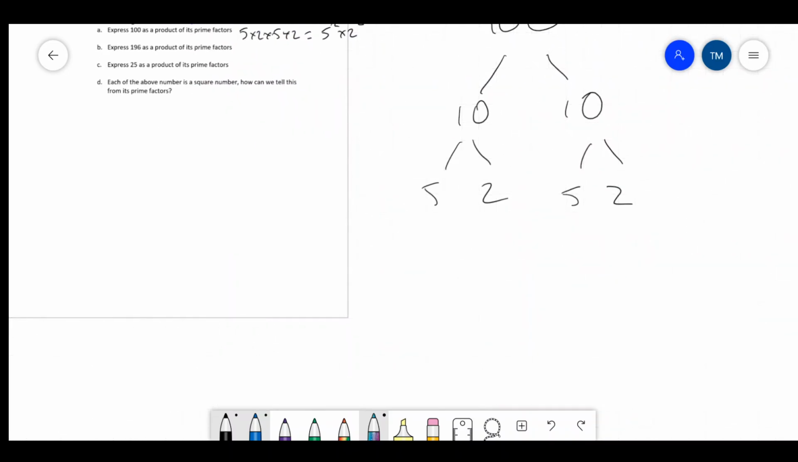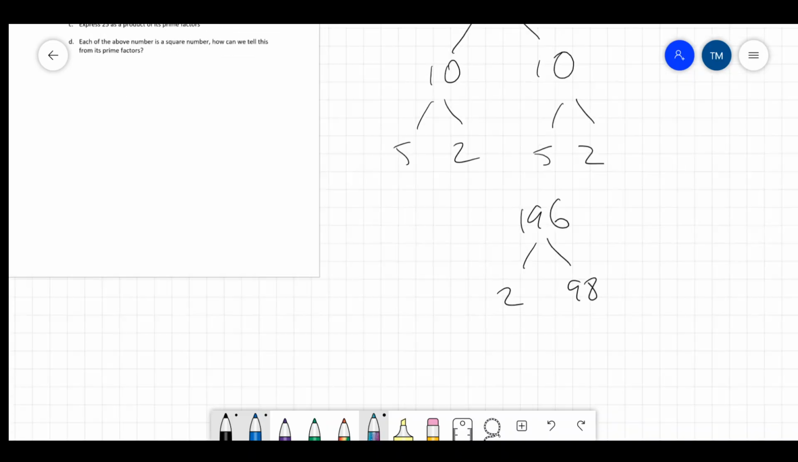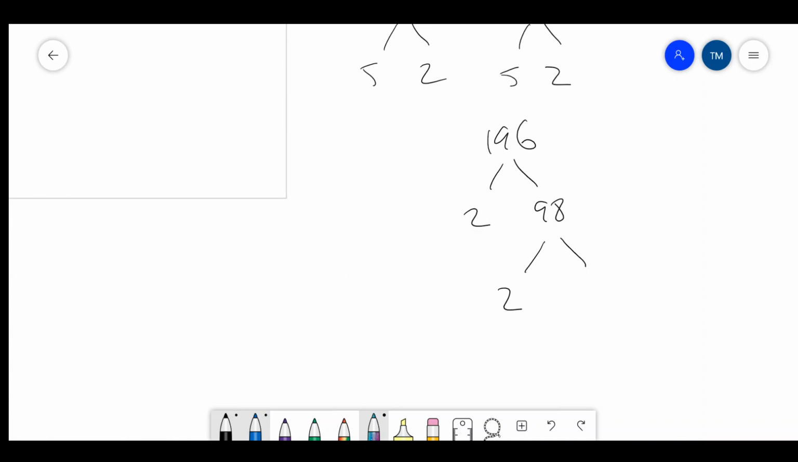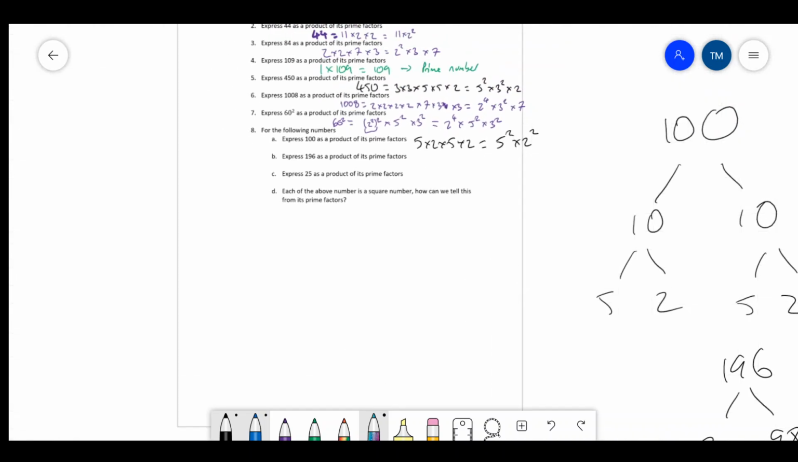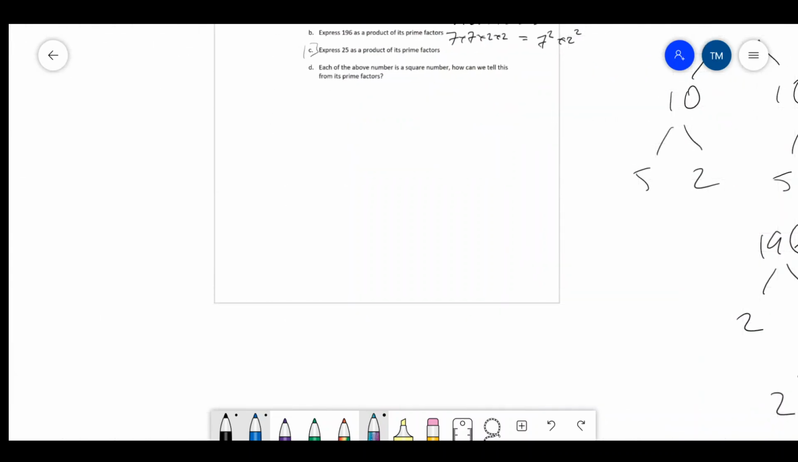What about part B? Express 196 as a product of its prime numbers. So 196 split up, well, here we can say this is the same as 2 and 98. If we split 98 up, we get 2 and 49. And 49 can be split up into 7 and 7. So we end up with 7 times 7 times 2 times 2, which is equal to 7 squared times 2 squared. And finally, well, not finally, but part C, we have 25 as a product of its prime factors. So 25, you should hopefully know that this splits into 5 and 5. So therefore, it's made up of 5 squared.